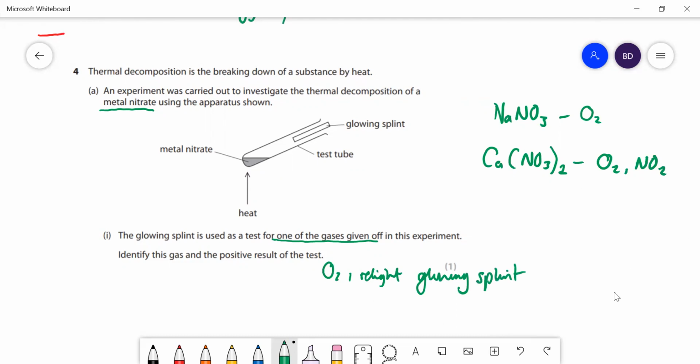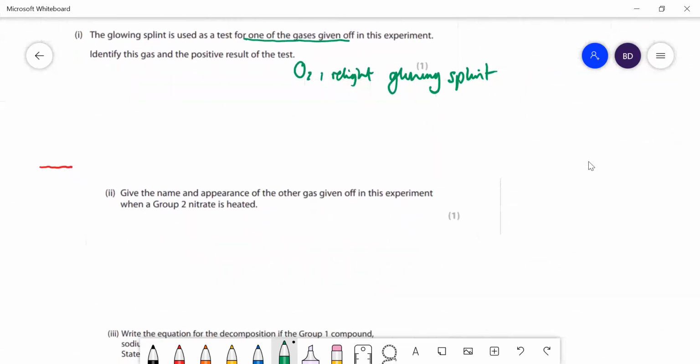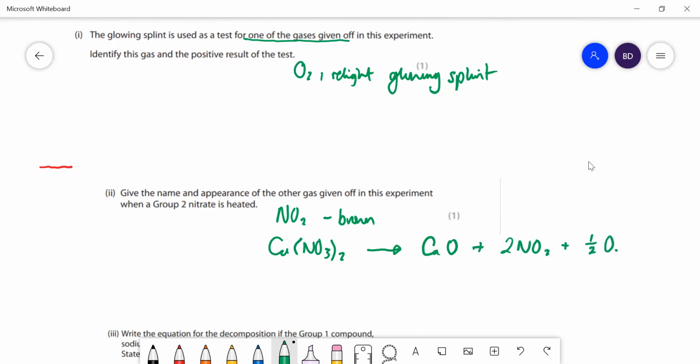Right, and it says here, give the name and appearance of the other gas given off in the experiment when a group 2 nitrate is heated. Well, it's nitrogen dioxide, and it's NO2. And what does that look like? Well, it's a brown gas. And just to remind you, say we have calcium nitrate, it doesn't ask you to write this equation, but just to remind you, you're going to get the oxide, NO2, and some oxygen as well.